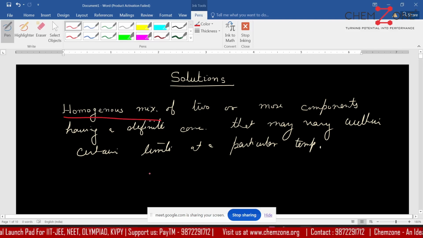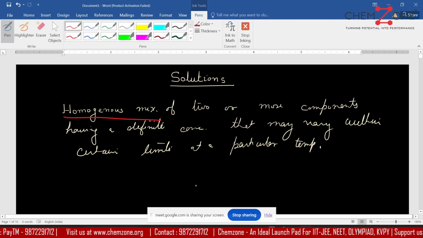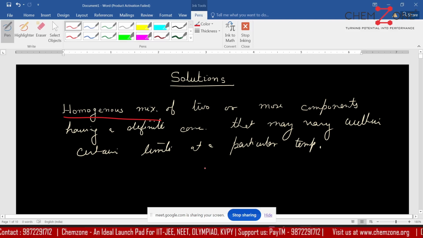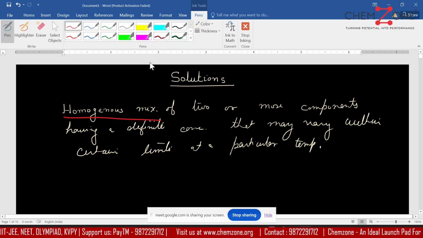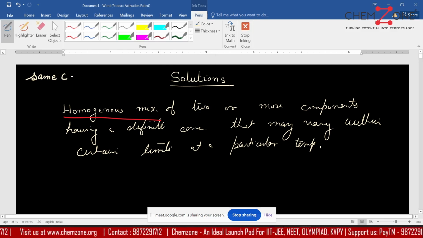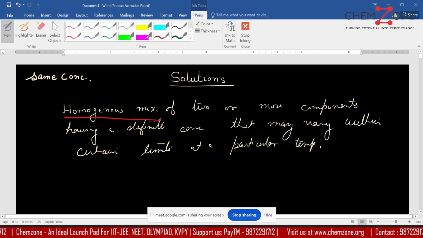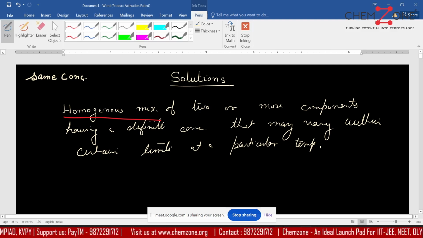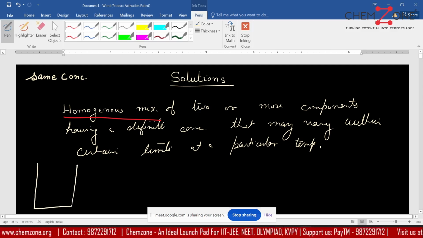Can you tell me what you mean by the word homogeneous? Basically, that type of mixture which has a definite concentration throughout its volume. It has the same concentration all over. Same properties, same boiling point, melting point, viscosity, surface tension. All the properties from any part of the solution are the same.